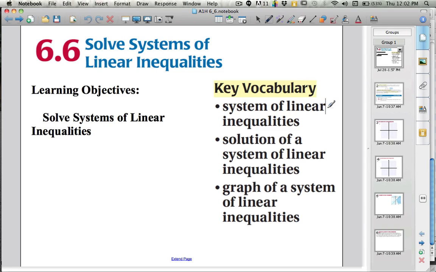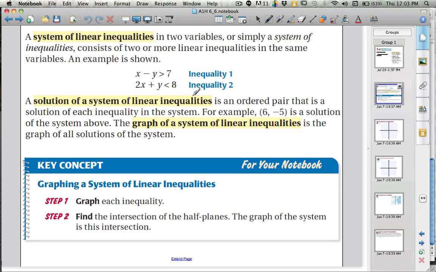So the vocabulary you're going to need is, what is a system of linear inequalities? What is the solution of a system of linear inequalities? And what would the graph of a system of inequalities be? A system of linear inequalities is two or more linear inequalities, in the same way that a system of linear equations was two or more linear equations. It would look something like this, two or more. And I think you'll find you're going to see the "or more" part in inequalities more frequently than in systems of linear equations.